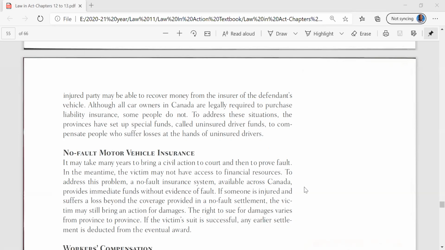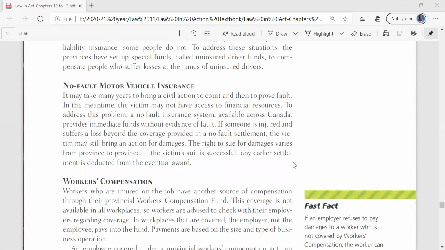We have no-fault insurance. That basically means it doesn't matter who gets injured. People are compensated. There's no blame. But again, you have to pay for it. And again, insurance only covers certain aspects, right? It doesn't cover everything.